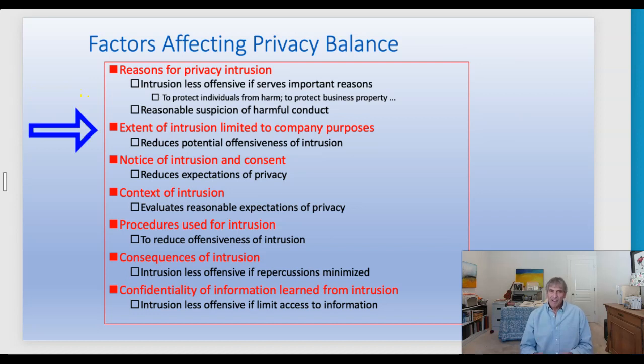The next factor that is often relevant is whether the extent of the privacy intrusion is limited to the company's legitimate purposes. For instance, a company may very well have an interest in knowing whether you take certain recreational drugs, even while not at work. Thus, it may be acceptable to have a random drug testing program which informs the employer about such matters.